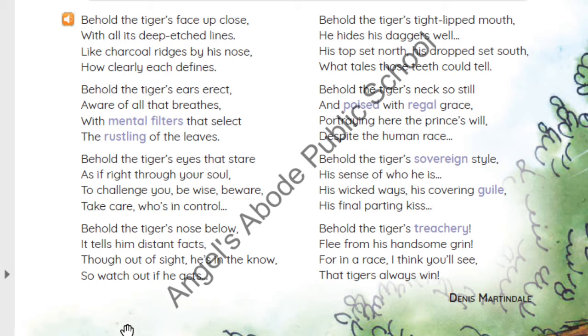In the next paragraph, they are comparing the teeth of the tiger with daggers. Daggers means sharp knives. It means the tiger's teeth are like knives. There is no need to take any other utensil or weapon. Its teeth are enough to take the animal that he wants. Next, they are talking about his neck position, that he is always straight. He always gives the pose and portrays himself like a prince, because the grace on his face and his body language is very particular.